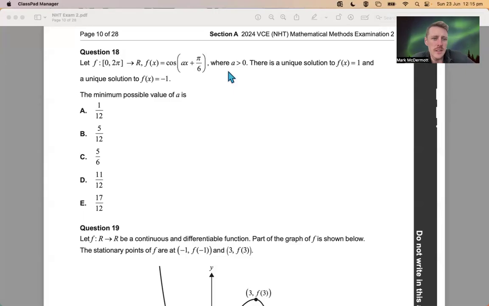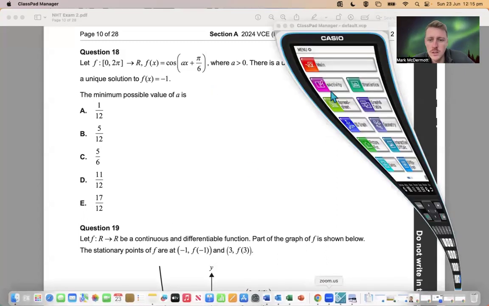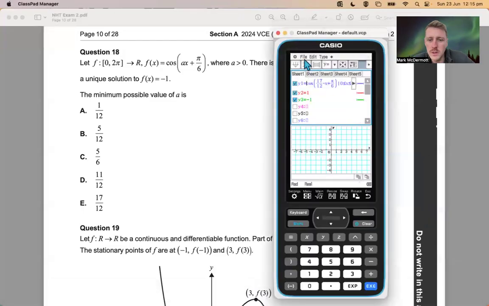Okay, question 18. Let f of x be cosine of (ax plus pi on 6), where a is greater than 0. There is a unique solution for f of x equals 1 and a unique solution to f of x equals -1. The minimum possible value of a is... Okay, again, I don't know how to do this algebraically, so I'm going to be as creative as I can.